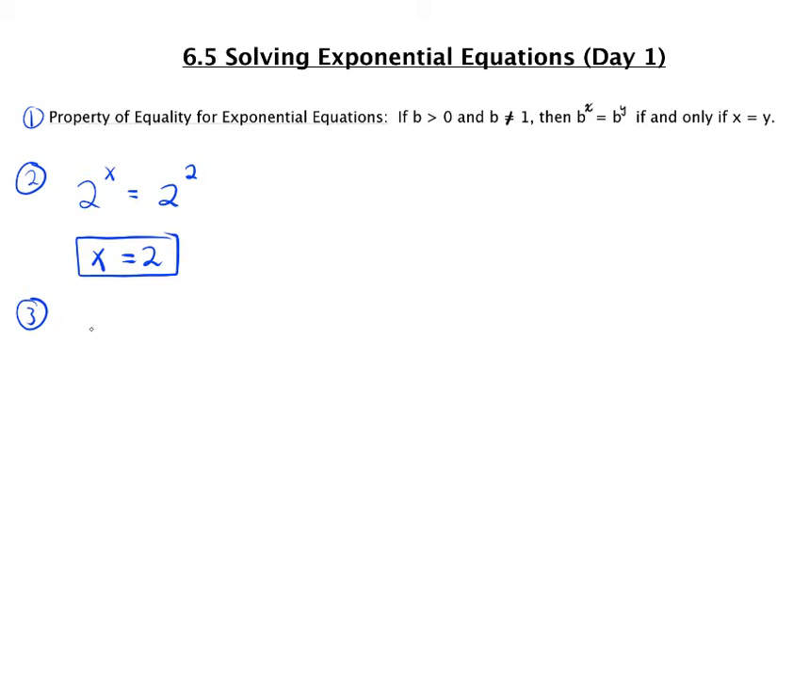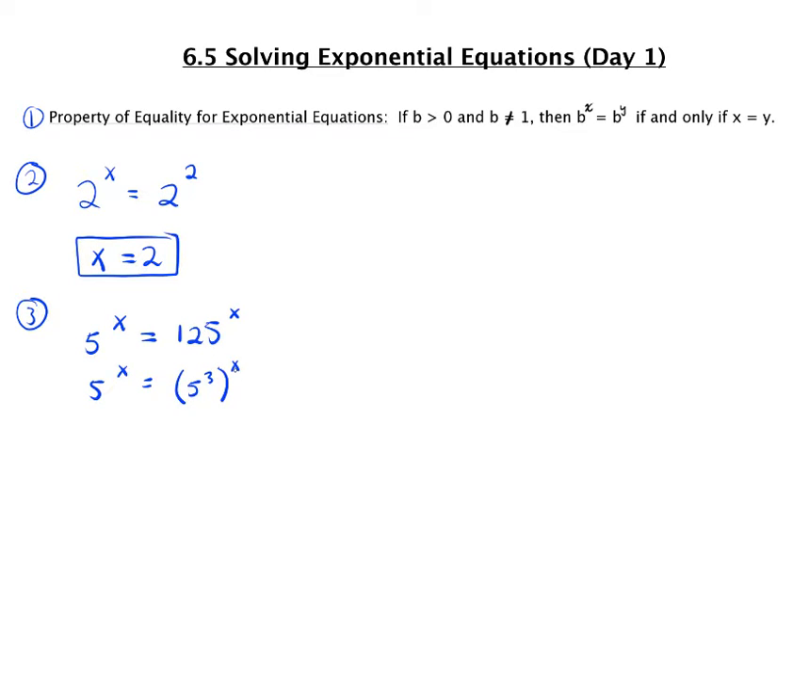So example number 3. 5 to the power of x equals 125 to the x power. Right now the bases are not the same, but we know that 125 is a base of 5 and it's 5 to the third power. So what we can do is bring everything down. Now we've got the same bases.